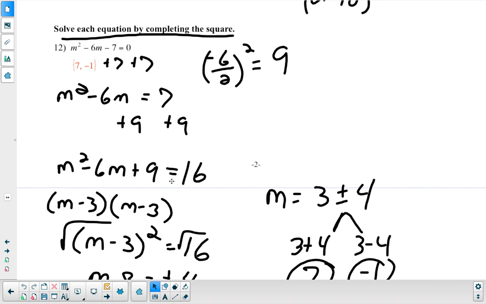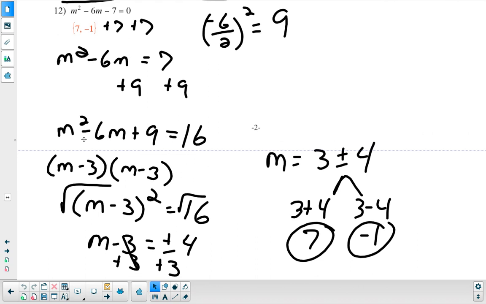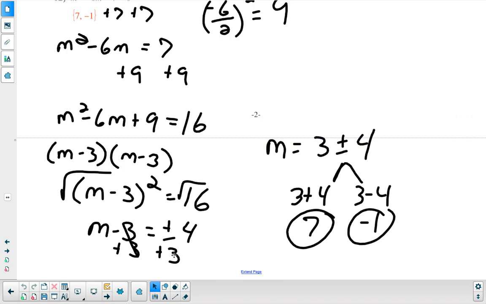So now I have this expression. I have 9 here. Make sure that you change this to 16. And now this is factorable. 2 numbers that multiply to give me 9 and add to give me negative 6 are going to be negative 3 and negative 3. And so now I can write it as a perfect square problem here, and I can solve it by taking square roots. So I'm going to take the square root of this expression. So I'm going to get m minus 3 equals both positive and negative 4. And then I'm going to go ahead and add 3 to both sides.